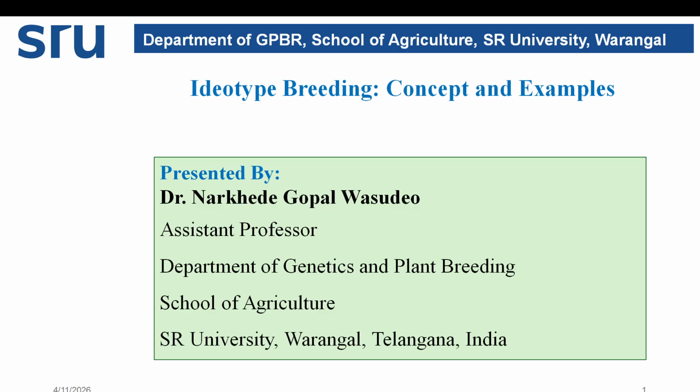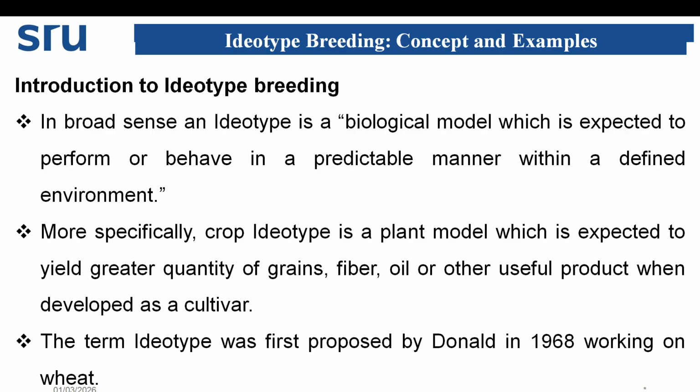So, in this session, we will deal with what is meant by Ideotype Breeding, what is the concept, and some examples. So firstly, we'll see what exactly ideotype breeding is. In a broad sense, an ideotype is a biological model which is expected to perform or behave in a predictable manner within a defined environment. So this ideotype is the ideal model for the defined environment.